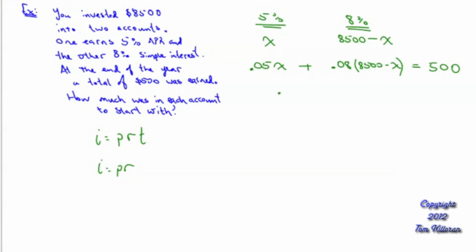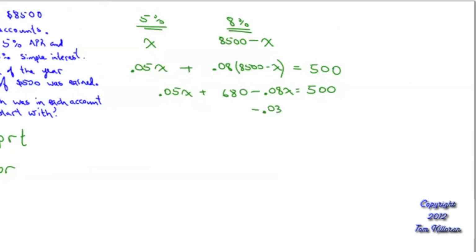Distribute. So we get 0.05x plus, what's 8% of 8,500? $680 minus 0.08x equals 500. Yay! Now what? Combine like terms. So 0.05x minus 0.08x is negative 0.03x. This is still 680 is equal to 500.